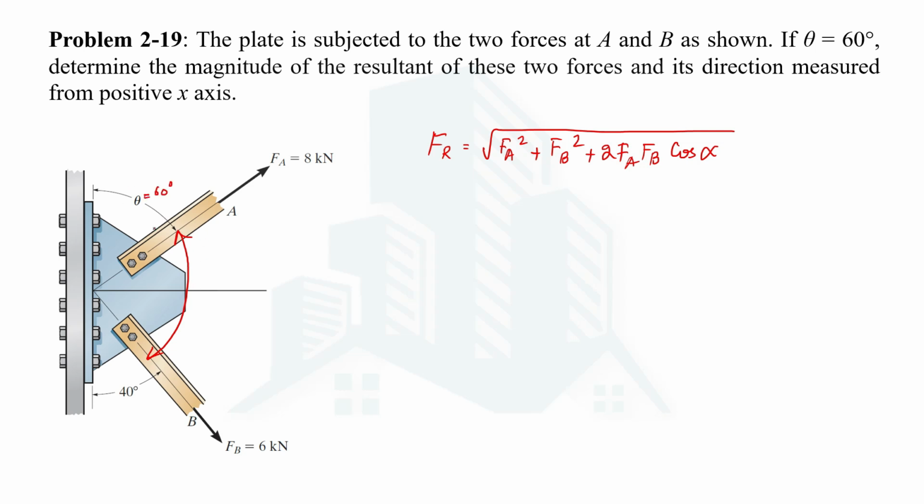Theta is 60, so 60 plus 40 will make 100. And the total angle from the positive y-axis to the negative y-axis is 180 actually. So if this is 60 plus 40 is 100, then the remaining will be 80 degrees. So alpha is actually 80 degrees. So simply we will put the values of Fa, Fb and alpha in this equation to get the resultant of these two forces.